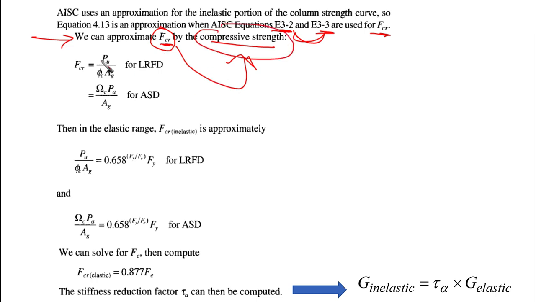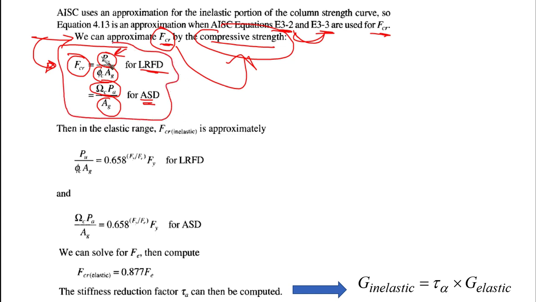So what is the meaning of this? For LRFD, we're going to assume that FCR is going to equal P ultimate, which is the load that we are going to apply on the element, over phi C times area gross. And if we're talking about ASD, it is going to be omega C times the actual applied load over area gross. Again, this is the trick that we are going to use. We are going to say FCR is our applied load, or ultimate load if we are talking about LRFD.